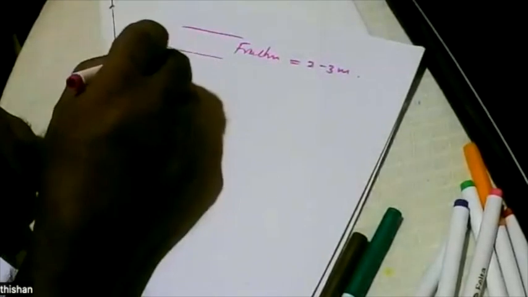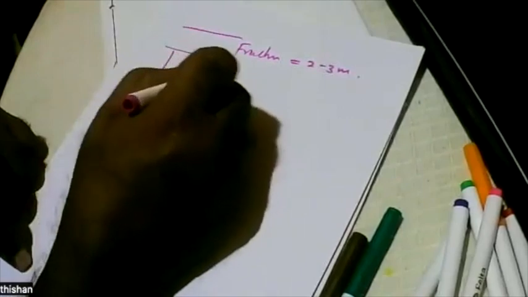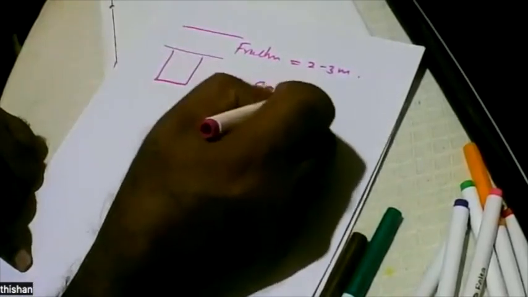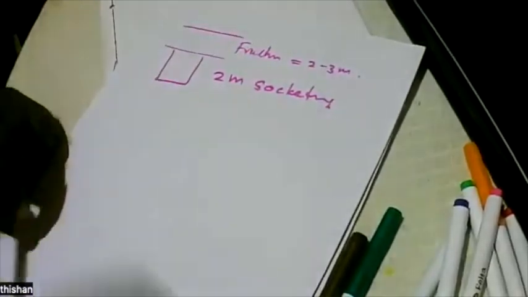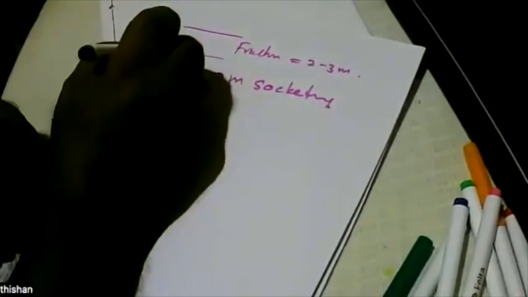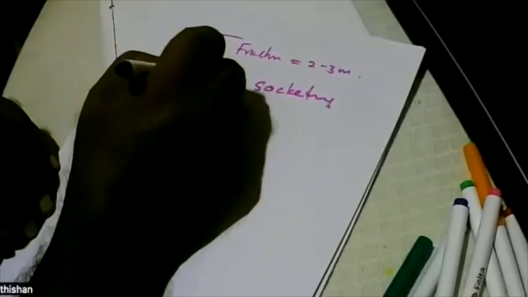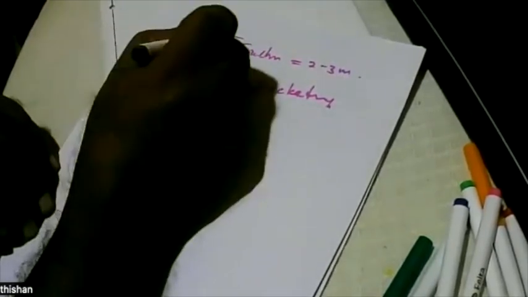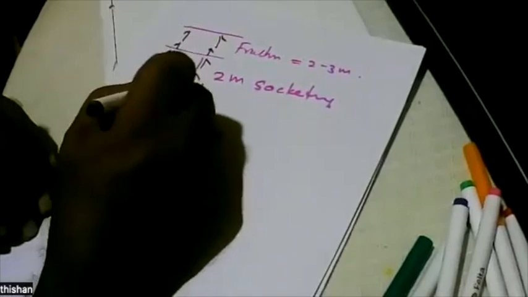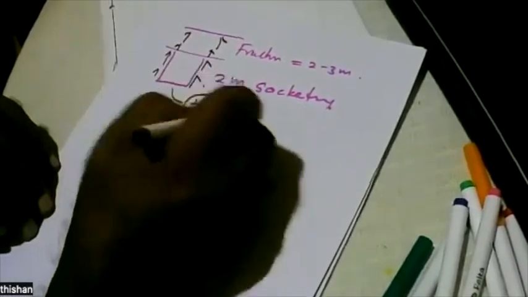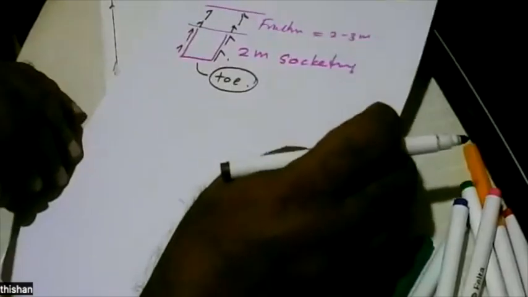So if you look at a long pile and we have some fractured rock of say 2 to 3 meters, and if you do about 2 meters of socketing, what will happen? These 2 meters can develop a huge amount of skin friction, and this also can generate a lot of skin friction. So even without much support from the toe, you might find the pile is very stiff.